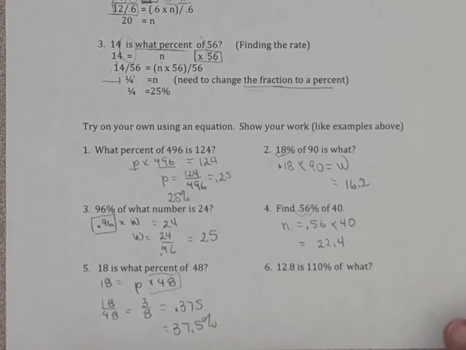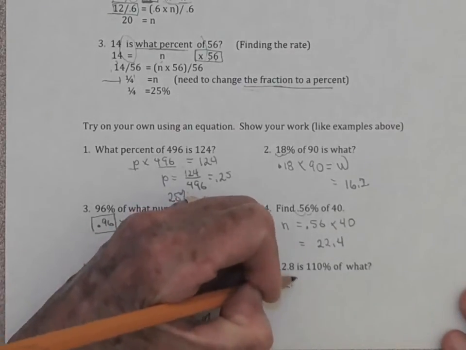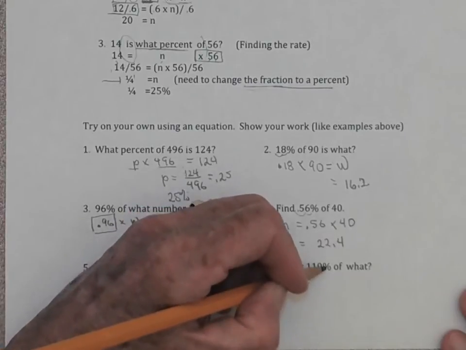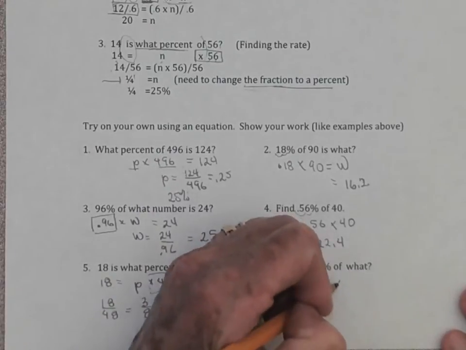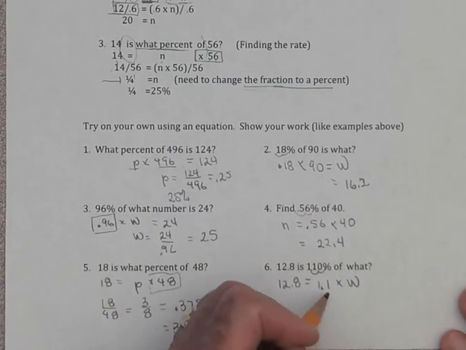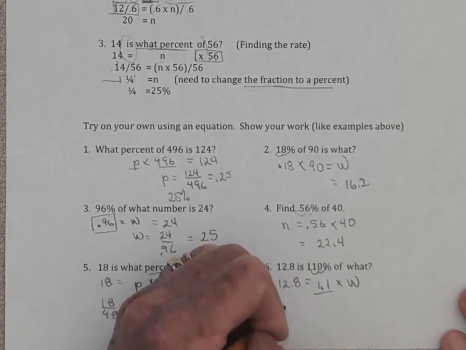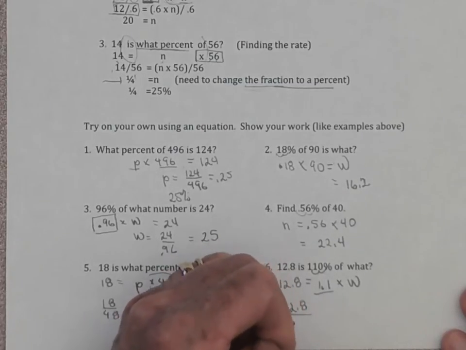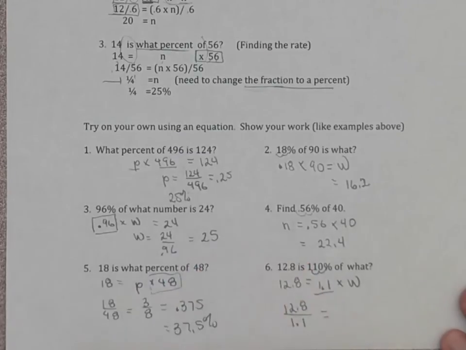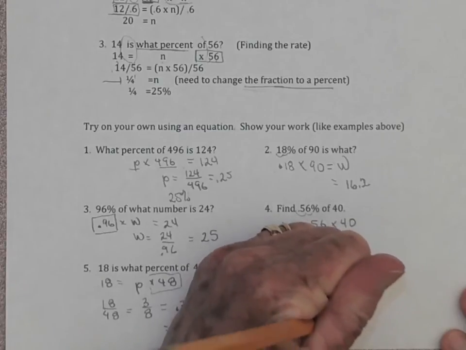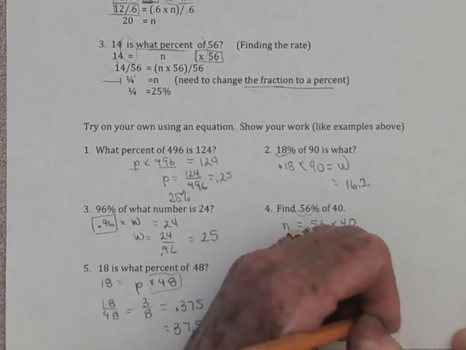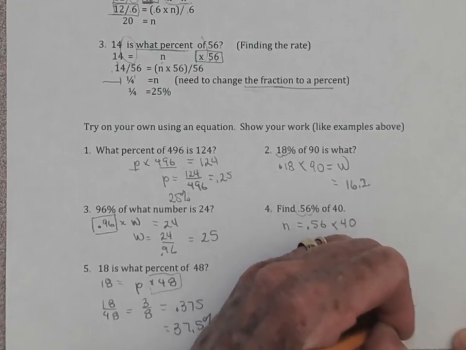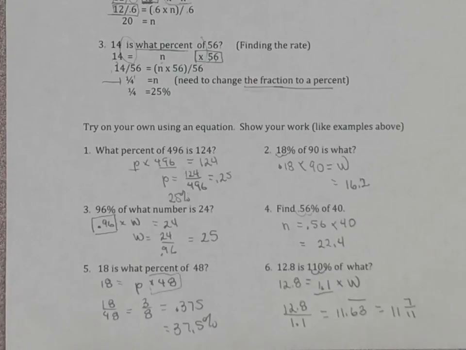Last one, 12.8 is, don't forget, your decimal point only goes 2 places to the left, so that's going to be 1.1 of what? Again, we're going to divide by this number here, so it's going to be 12.8 divided by 1.1. If you do that on the calculator, it is going to be 11.63, which is a repeating decimal. 0.63 repeating is 11 7/11. So either answer would be acceptable, all right?